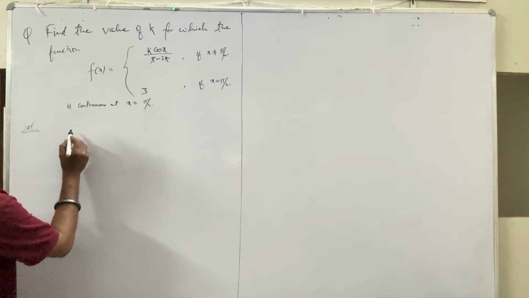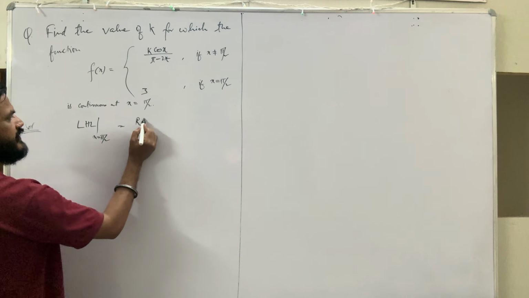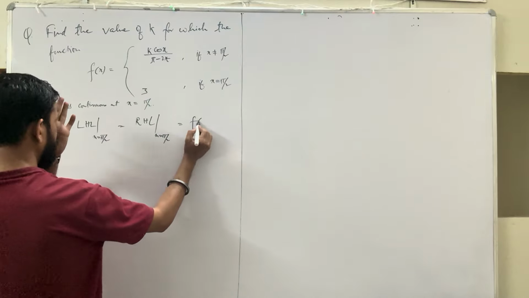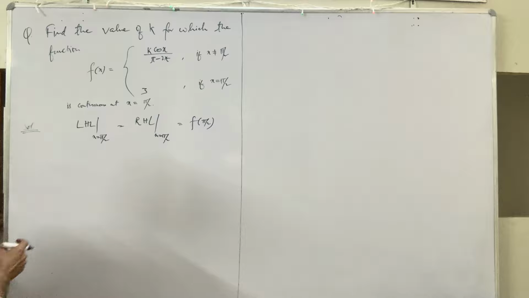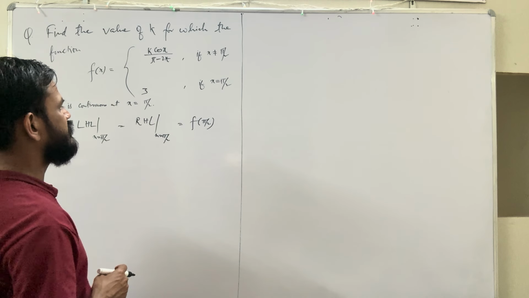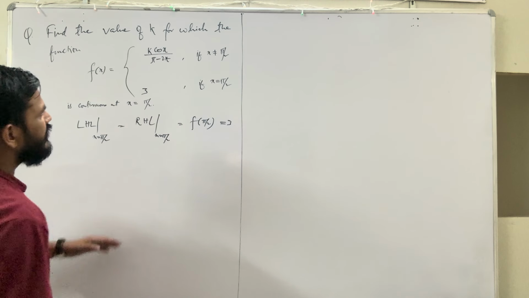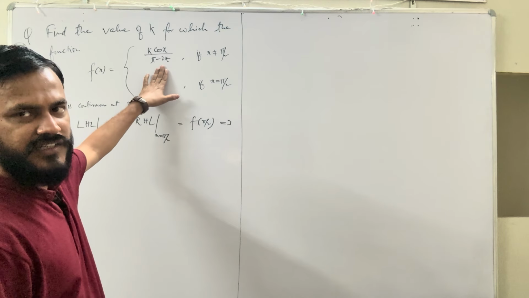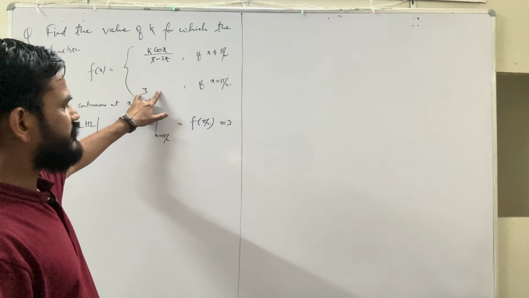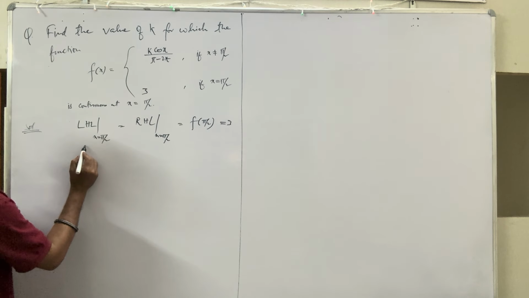So for continuity, the left hand limit at x equal to pi by 2 must equal the right hand limit at x equal to pi by 2 and the value of the function at x equal to pi by 2. Since the function is given as continuous, we can find either the left hand limit or the right hand limit, and the value of the function at pi by 2 is already 3. So we need to find the limit, left hand or right hand, and equate it to 3 to find the value of k. Let us find the right hand limit.